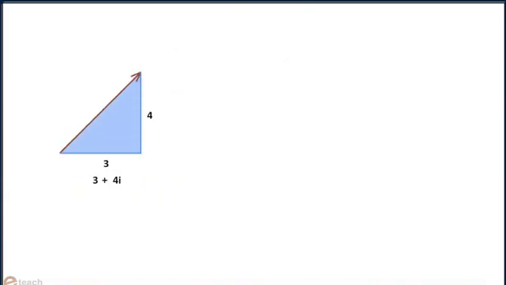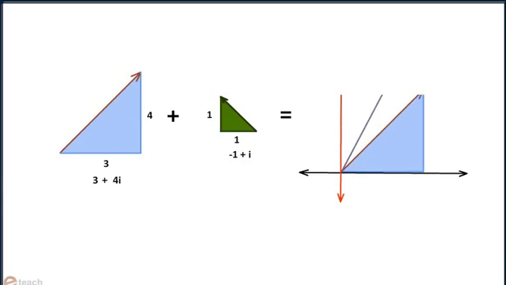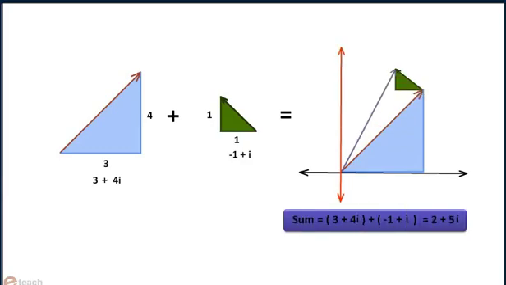Let us see an example of complex addition. Here we have two complex numbers. The first one is 3 plus 4 iota and the second one is minus 1 plus iota. Their sum would be 3 plus 4 iota plus minus 1 plus iota. Now we add the real parts and we add the imaginary parts. So we get the sum equal to 2 plus 5 iota.